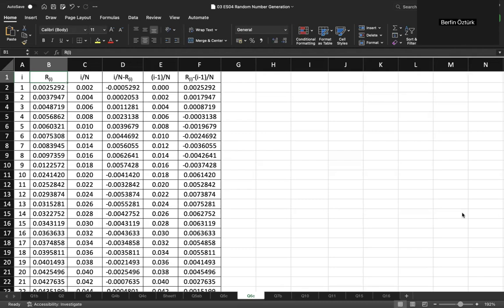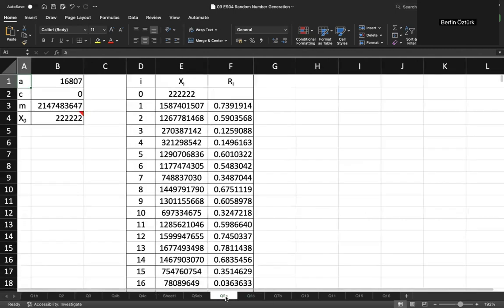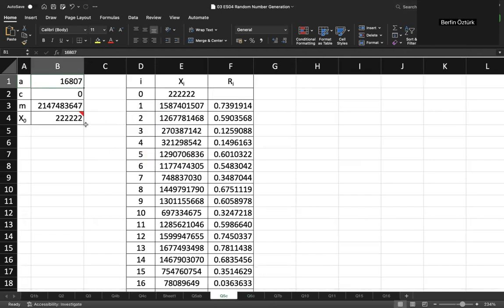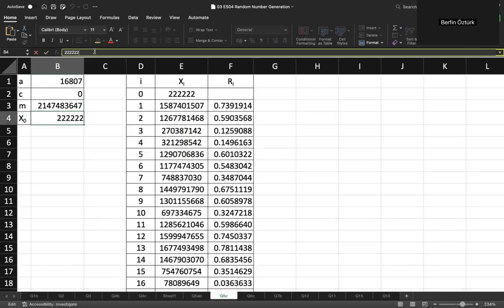Okay, question 5 was asking us at C. Let me check. We will be using a different seed number for X0. So it says change X0 to your student ID to get a new stream of 10,000 pseudo-random numbers. Okay, now we're at question 5C. We have the same A value, same C value, same M value, and now I will be changing this to my student ID.